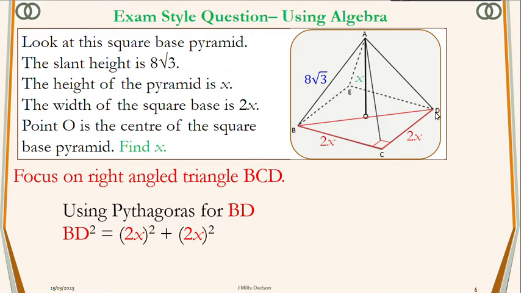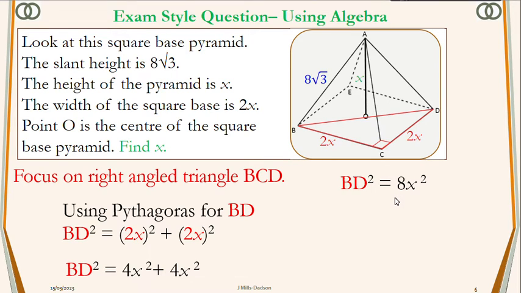BD squared is equal to 2x all squared plus 2x all squared. Note, when you are doing this, it's not 2x squared, it's 2x all squared. So when you do it, you're going to have 4x squared plus 4x squared. If you're not careful, you might use 2x squared, that would be wrong. So when you add 4x squared plus 4x squared, you have BD squared equals 8x squared.